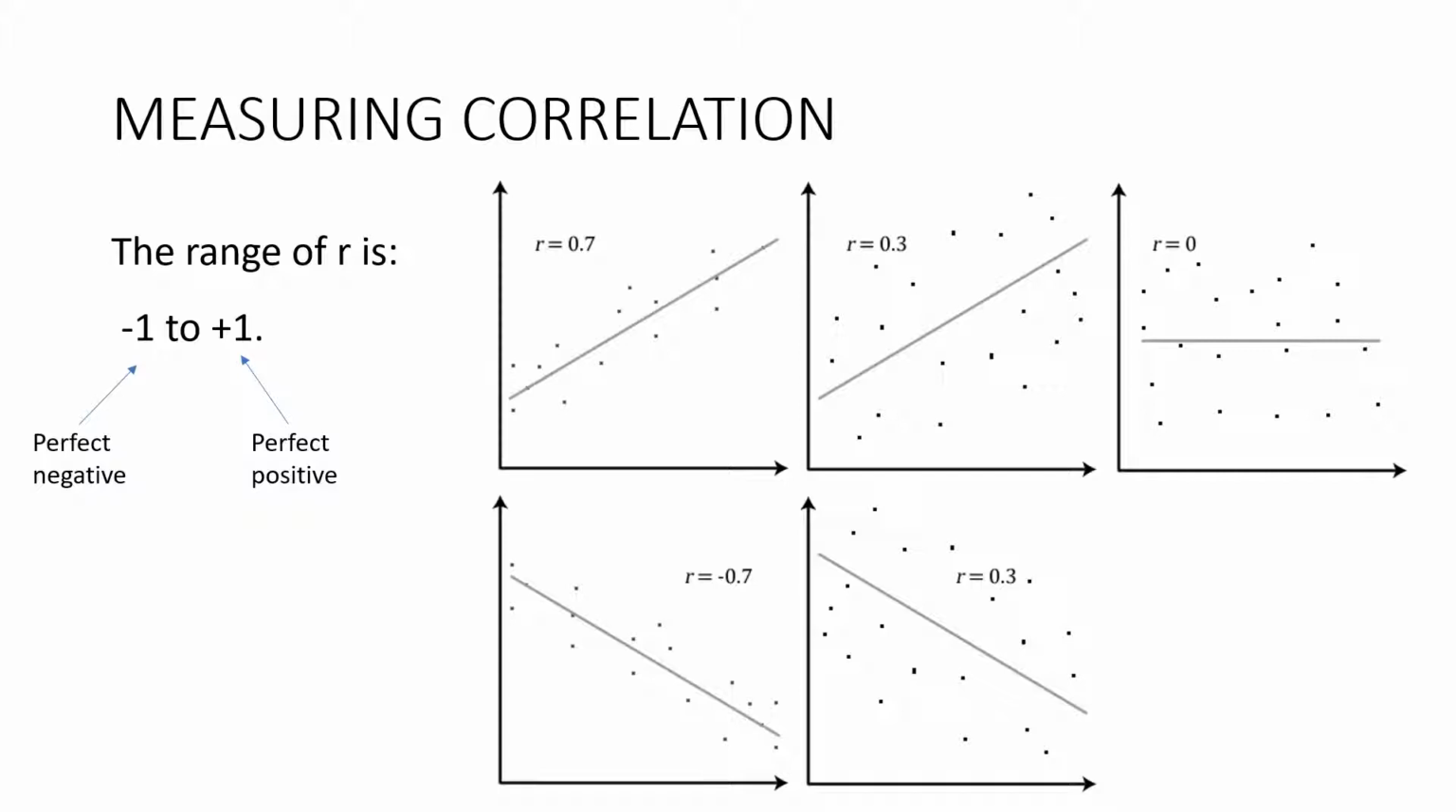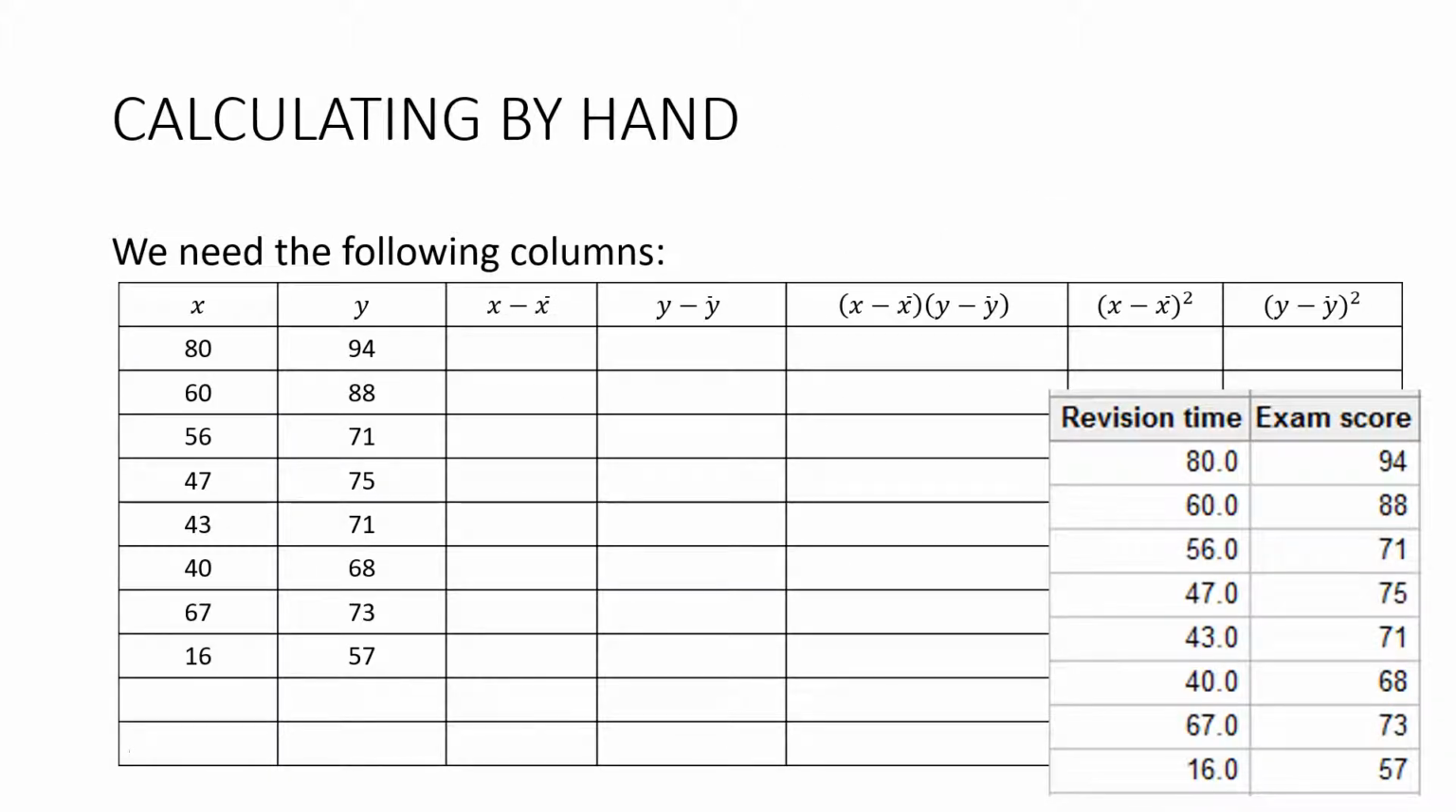Now R goes anywhere between -1, which is the perfect negative relationship, so a bit more perfect than this one, where all the dots are on the line, all the way up to +1, so a bit more perfect than this one, all the dots are on the line. So anywhere between +1 all the way through to 0, no relationship, and then all the way down to -1. Now one thing that you need to know is how to calculate R by hand.